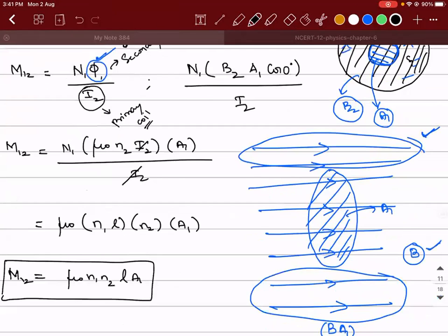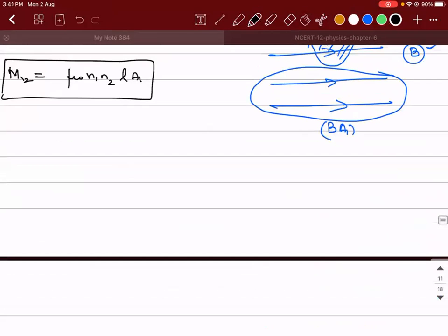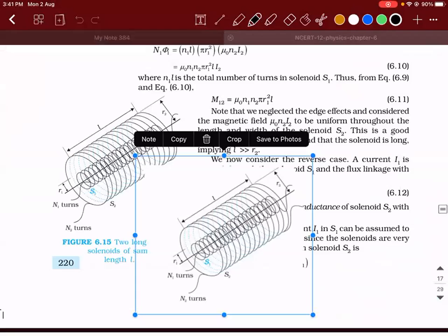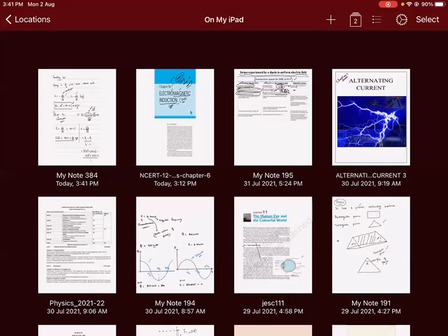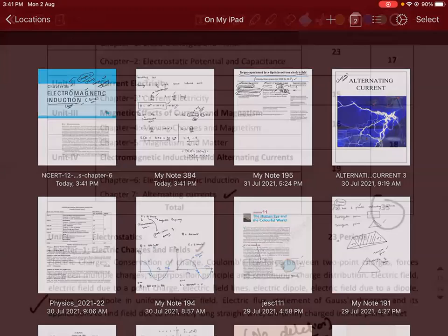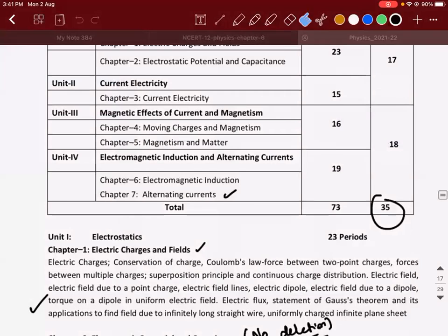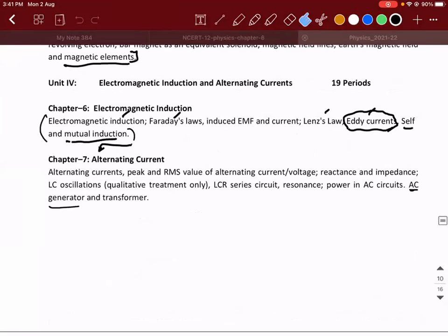Okay. So I'm moving on to the last topic. See, last class I told you that generator is not there, but when I checked the syllabus again, they gave generator also in the 7th chapter. I thought we have only till mutual induction, but in this chapter also there is nothing that is deleted. Did I discuss about eddy current?